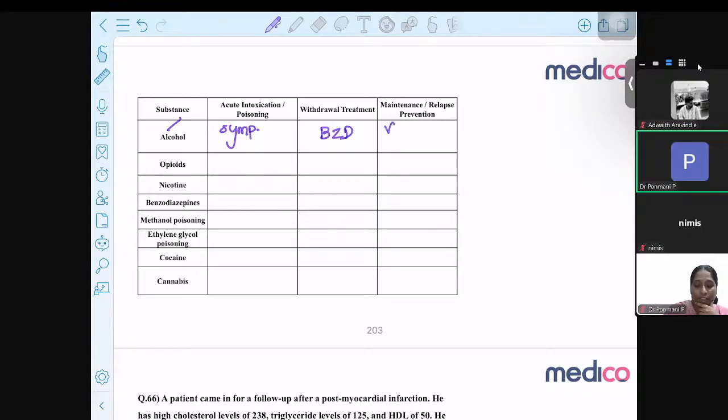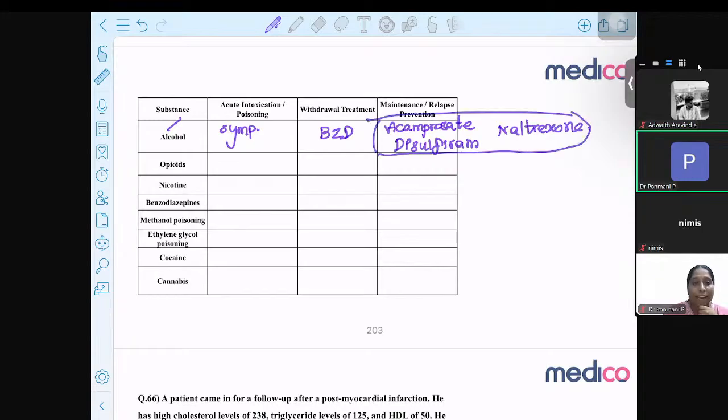And for prevention and maintenance, you can use acamprosate. That was also asked in the question. In addition, you have one more drug, disulfiram. Also, you can use naltrexone also. Okay, these 3 drugs can be used for alcohol maintenance therapy.